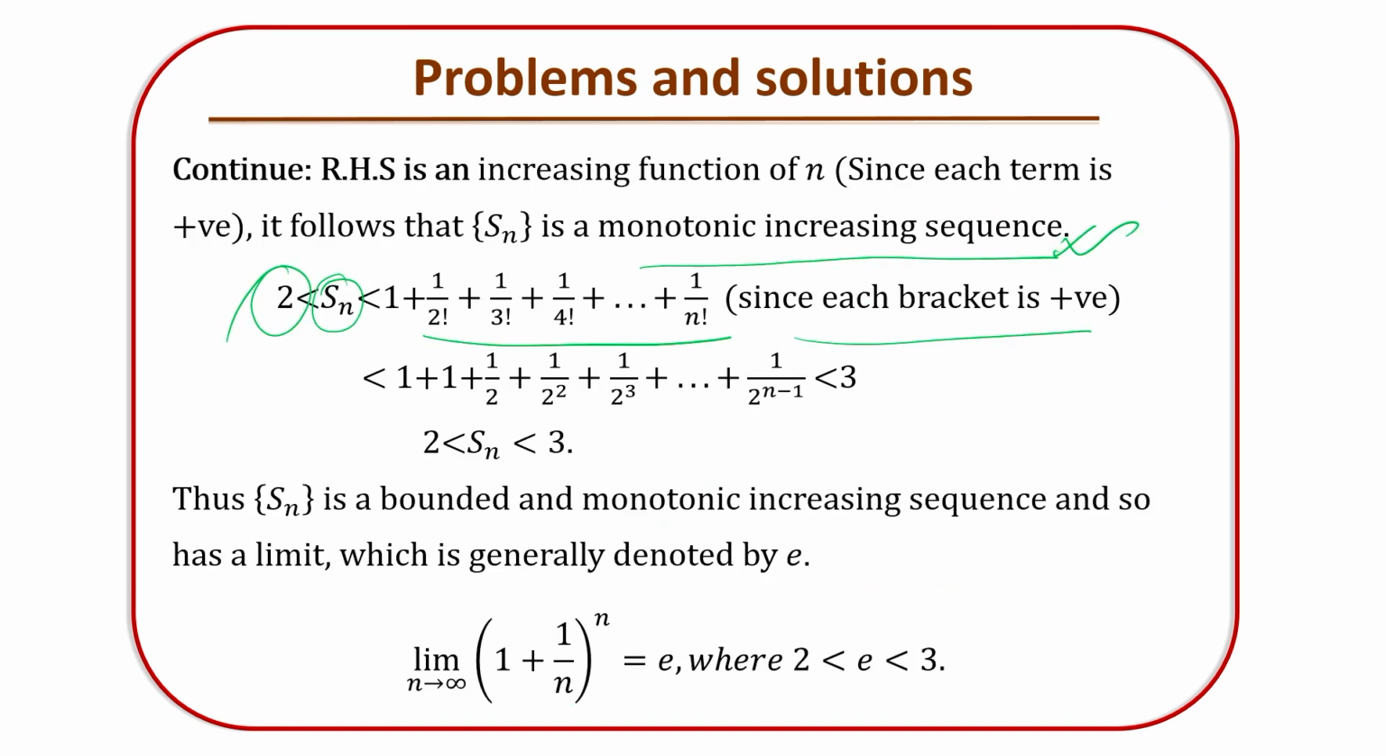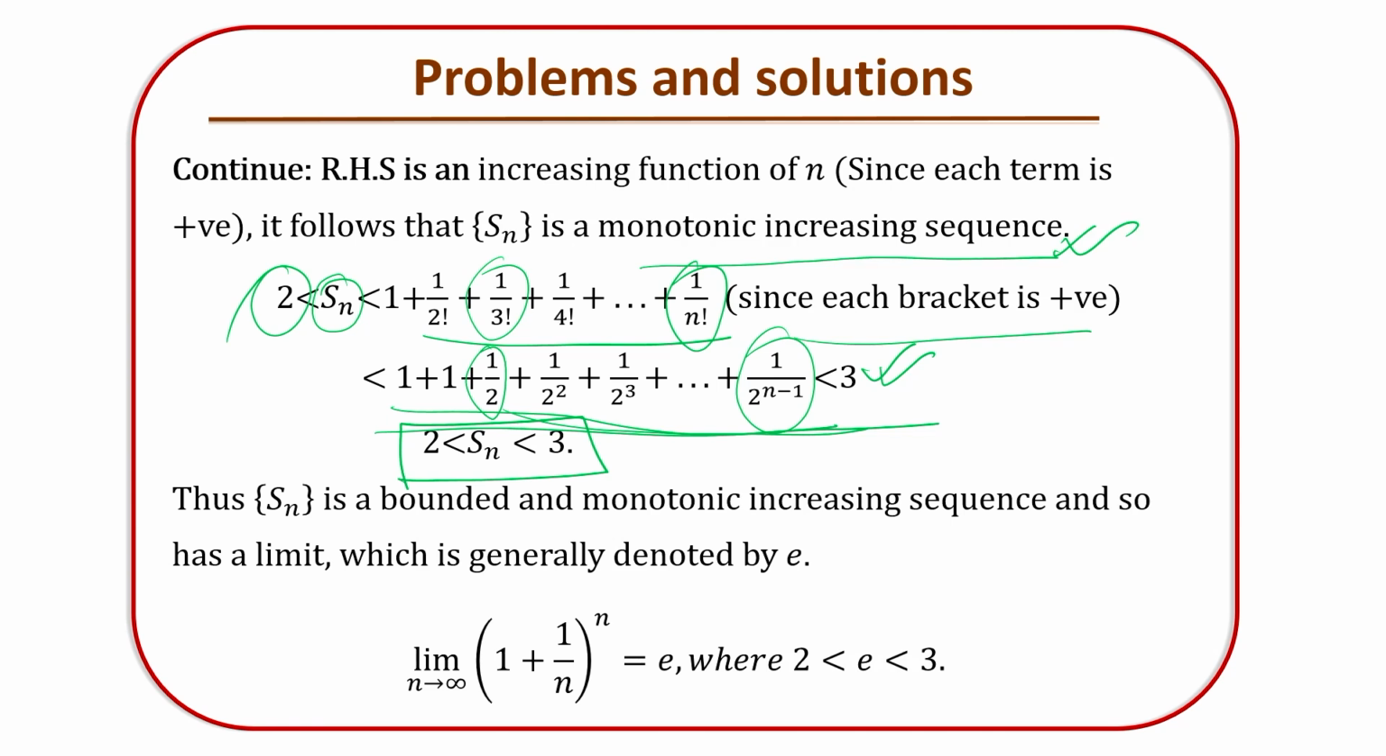Now use another inequality: 1/factorial 2 is always less than or equal to 1/2, 1/factorial 3 is always less than 1/2 square, and so on, right? We have seen this one. So 1/factorial n is always less than 1/2 to the power n minus 1. And how much value does the sum have? 1 plus 1 and so on, going to be 1. So the upper bound of this S_n is 3. So we have proved that S_n lies between 2 and 3.